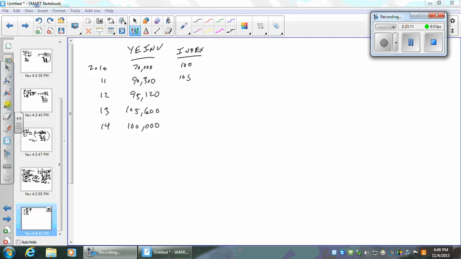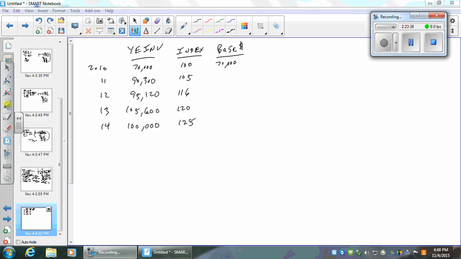105. I'm going to divide 105 into the 90,300 to figure out what that would have cost in the base year. 116, same thing there. 120, 125. So what this is going to be is base inventory dollars, okay? Well, obviously 100 into 70 is 70, so you don't need to do that one. You can if you want, but it's going to be 70. And then we're going to take it times 100%, it'll be 70 again.